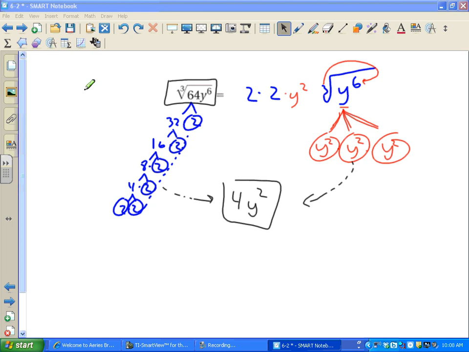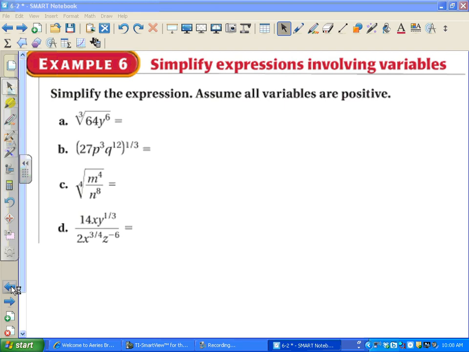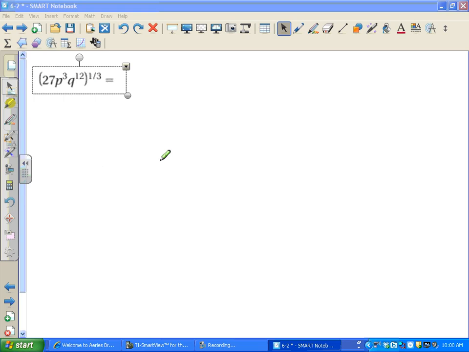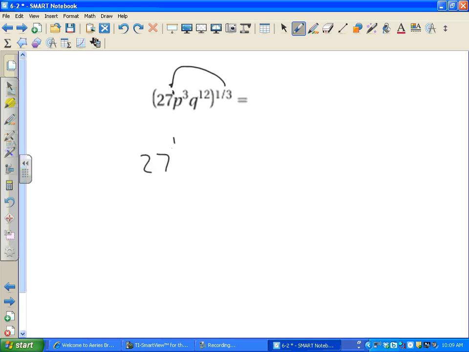There is some patterning here. As we work through the additional examples, you're going to see how the patterning works. (27p cubed, q to the 12) raised to the 1/3. Hopefully you're recognizing, hey, I'm going to distribute that 1/3 in. Make sure you remember to distribute it into all terms. Students forget the 27 part. That's a 27 to the 1, so that will be 27 to the 1/3.